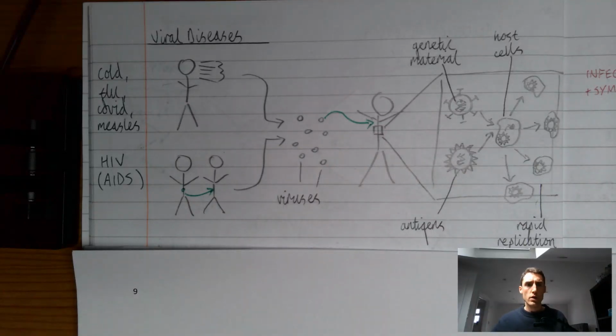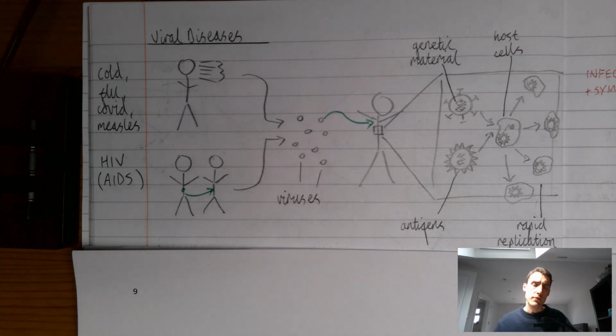Hi everyone, welcome to this video on viral diseases, part of the Human Body Part 2 scheme. Again, rather than drawing out the diagram from scratch, I'm just going to very quickly show you an example of a diagram that I did with a group at Orchard Park earlier this year.